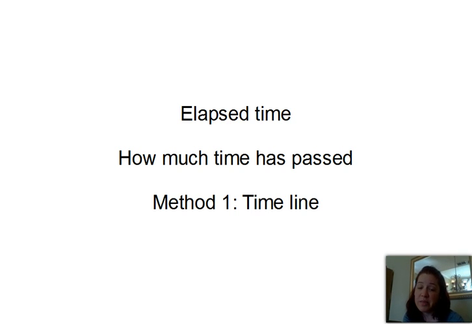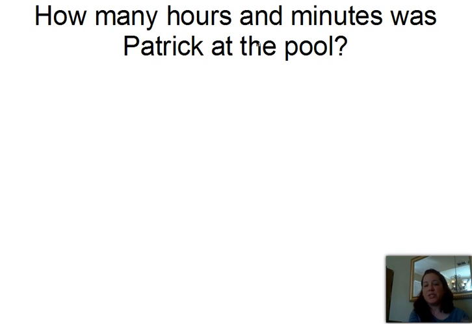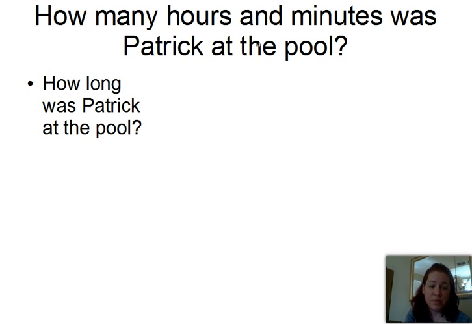We're going to do two methods, and this is method one, the timeline method. First, let's look at the question and how it was asked. The question in this case was, how many hours and minutes was Patrick at the pool? But the truth is, elapsed time can look like many different questions. How long was Patrick at the pool? That would be an elapsed time question.